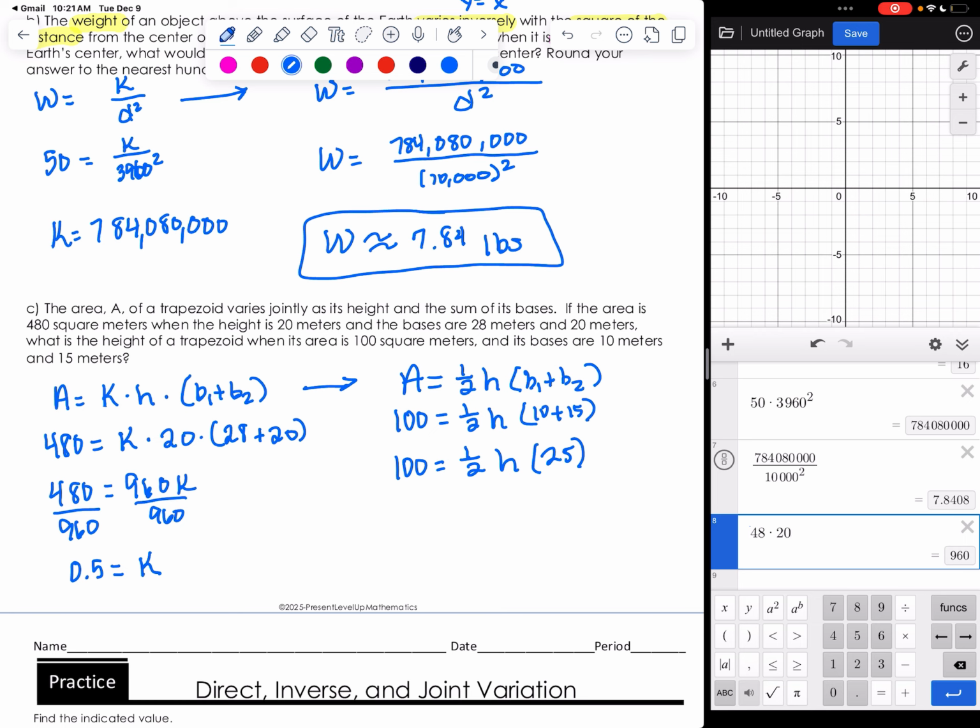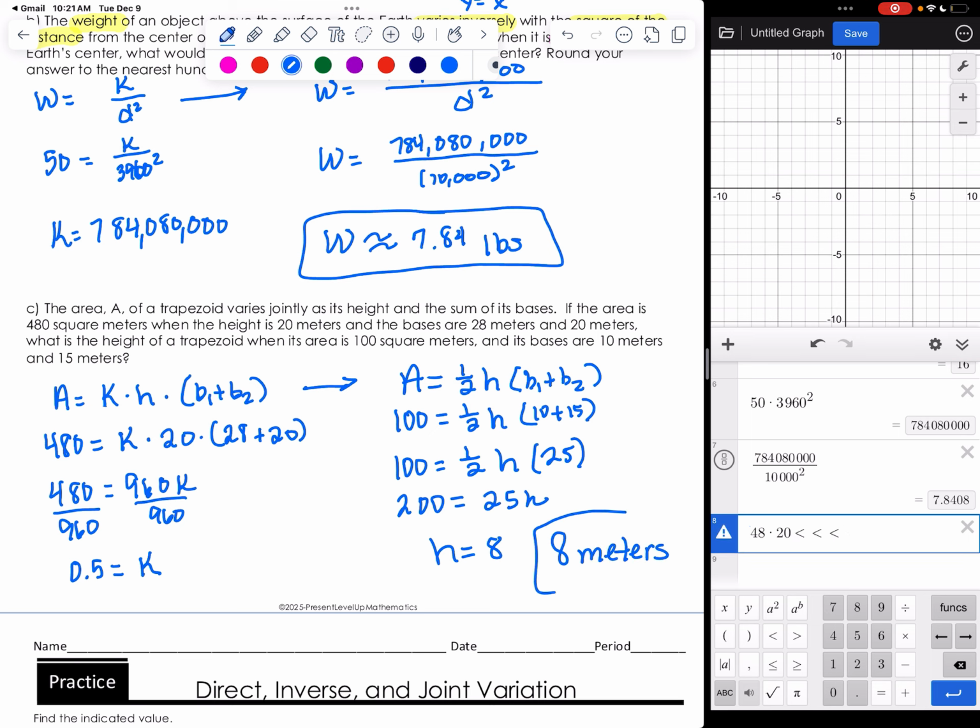So I'm going to multiply, or excuse me, yeah, let's get rid of the 1/2 first. So I'll multiply both sides by 2. So that would be 200 equals 25h, and then divide. So 200 divided by 25 would give me a height of 8. So our height is 8 meters. And that concludes today's lesson, direct, inverse, and joint variation.